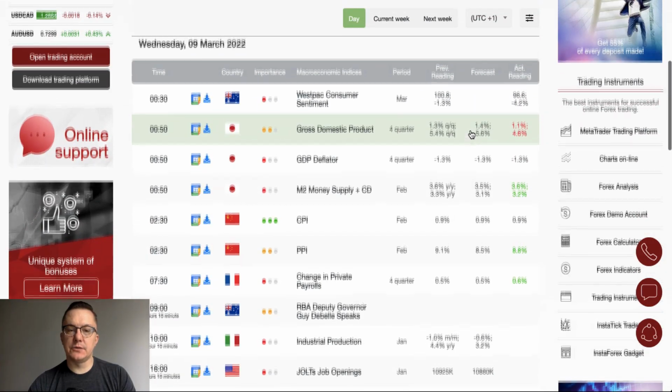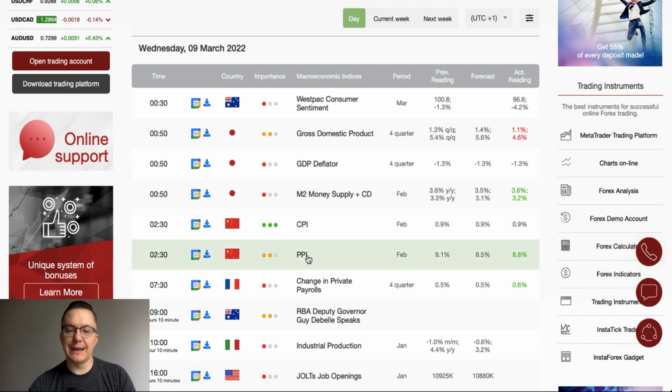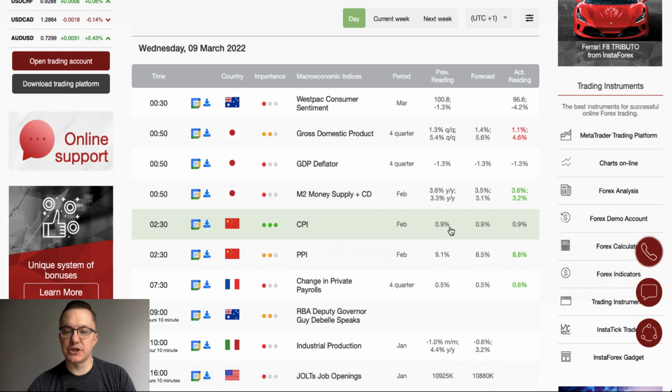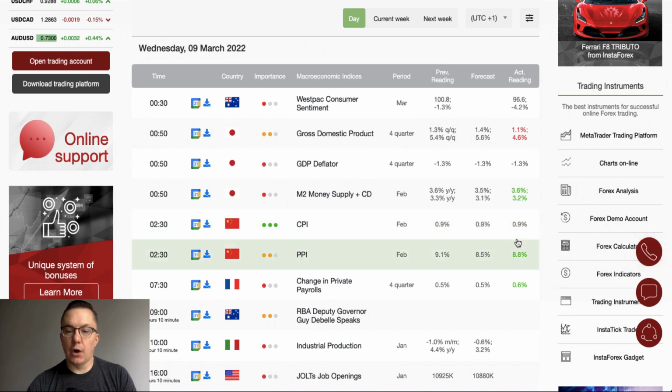The key data overnight were from China, where the CPI and PPI data had been released. As you can see, CPI is in line with the expectations, 0.9%. However, PPI is better than expected, right? Because the expectations were 8.5, actual reading 8.8, but it's not increasing because the last reading was 9.1%. So actually the reading of 8.8 means it is decreasing.